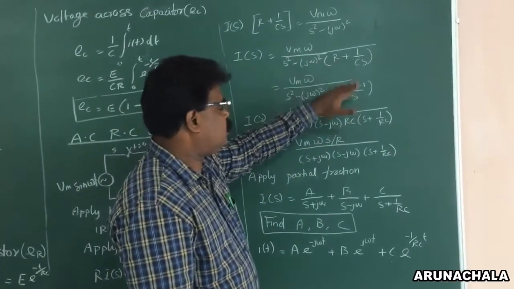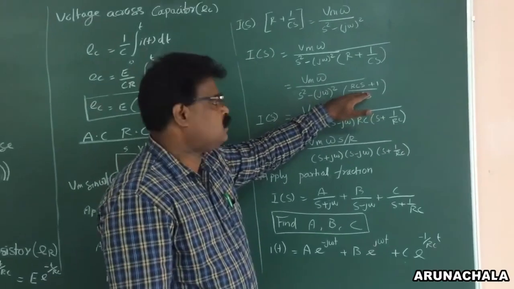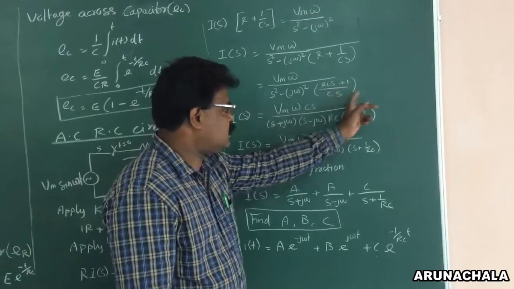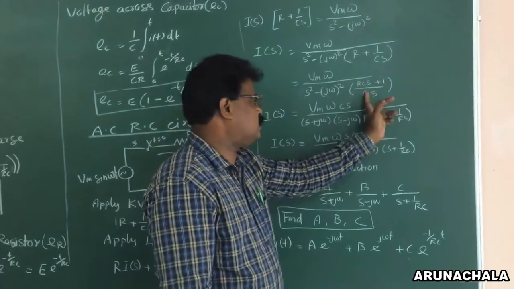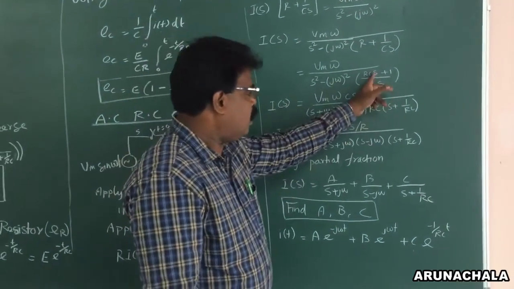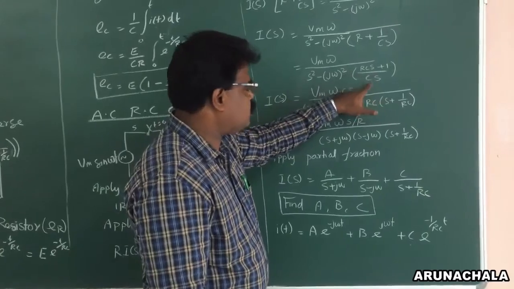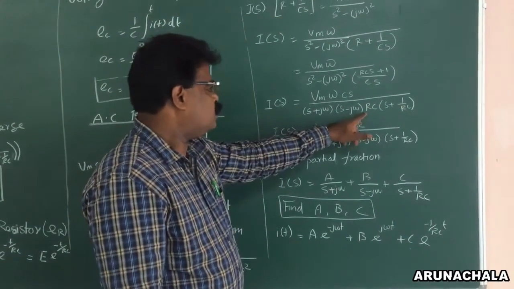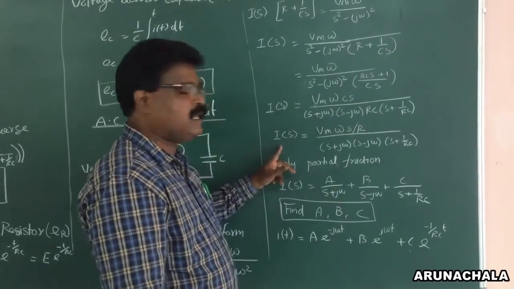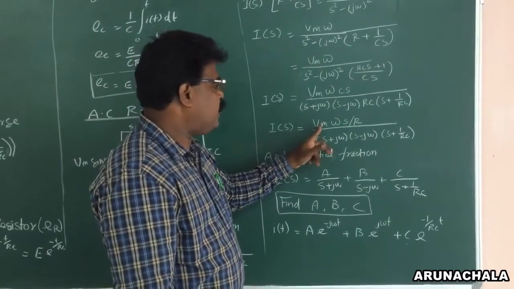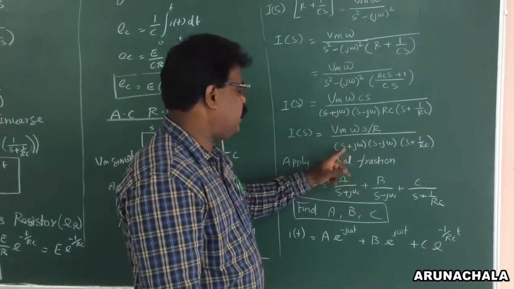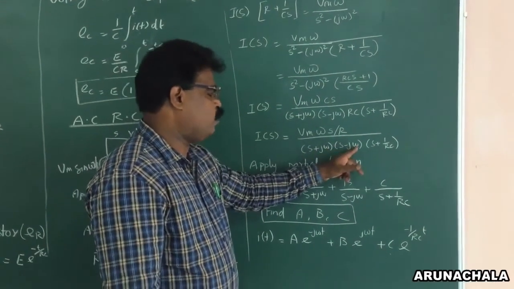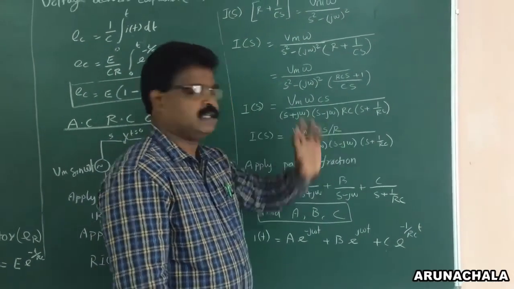Then in this term you take the LCM, because we need the S plus A form. For that you have to take the LCM for this term alone, not the whole. Then you take RC outside. So this you take to the numerator, Cs you take to the numerator, then RC outside, so the C's get cancelled. Finally, I of S is equal to Vm omega S divided by R, divided by, applying A square minus B square, S plus j omega, S minus j omega, times S plus 1 by RC.